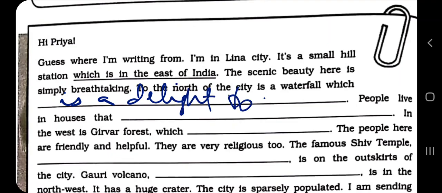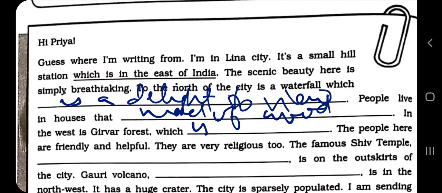People live in the house that is made of wood. See the help box. In the west is Girwar forest, which is rich in wildlife. The people here are friendly and helpful. They are very religious too. The famous Shiv temple was built in the 17th century.